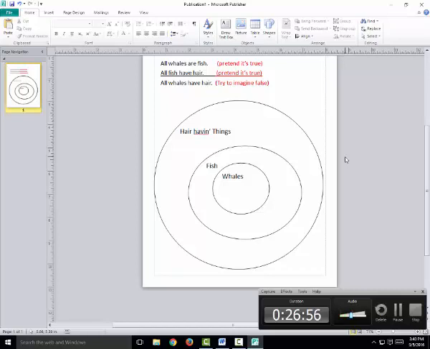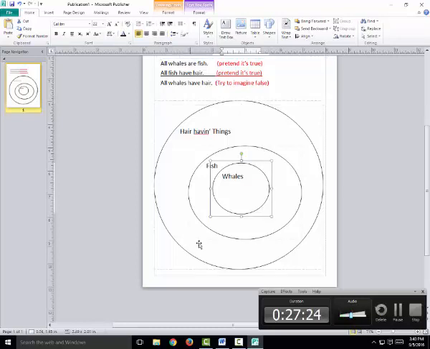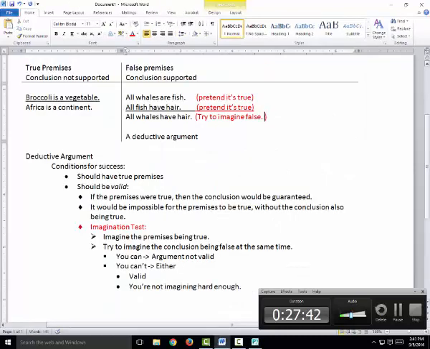So what I've done is to simply draw a representation of the first two premises, but look what happened. Automatically, it's part of my diagram that whales are contained within the circle of things that have hair. So it is now impossible to add to this picture that whales don't have hair. Once I've accounted for the two premises, it's automatically part of that picture that the whales have hair. And so we can't imagine that all whales are fish and that all fish have hair, and at the same time think that whales don't have hair. So our argument here is a valid deductive argument.